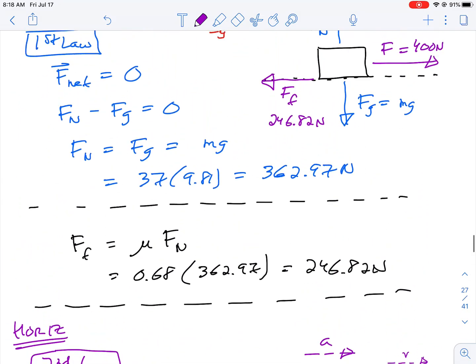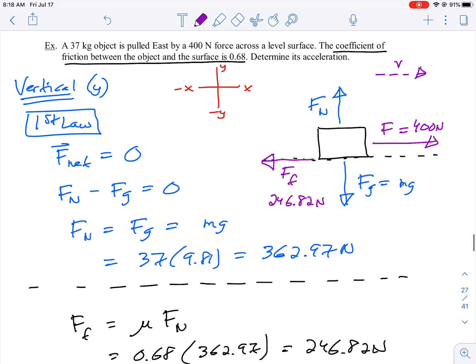Okay, so let's just review. When you're doing a friction-based question, you're going to want to draw both vertical and horizontal forces, and analyze them separately with Newton's laws. In this case, vertically there was no acceleration, so it's first law, but horizontally there was acceleration, so it's second law.